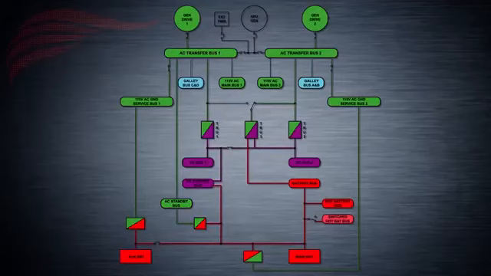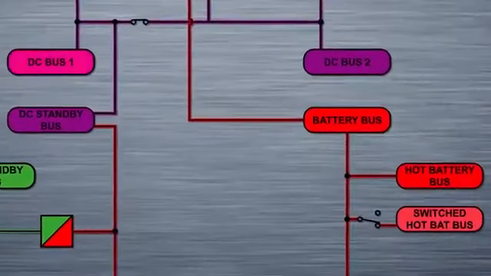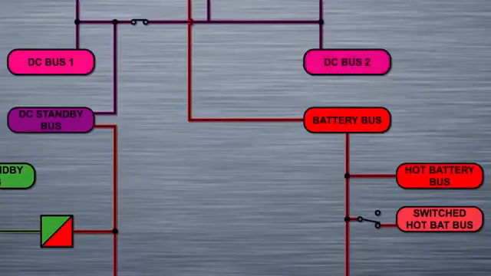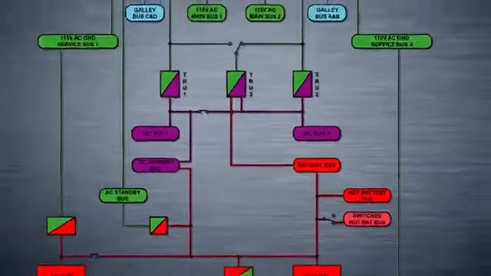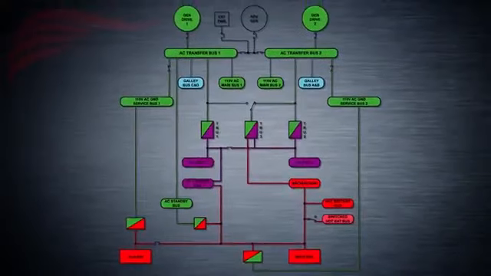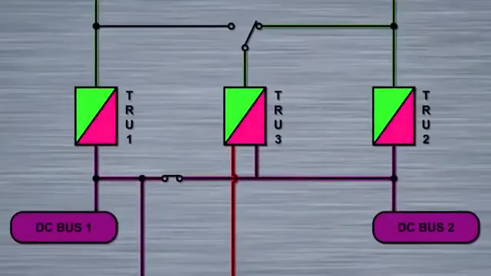Moving on, the DC current system supplies and controls 28-volt power. It's comprised of the following items: DC bus 1, DC bus 2, battery bus, hot battery bus. The DC system has the following power sources: 28-volt battery, battery charger, transformer rectifier units, or TRUs.